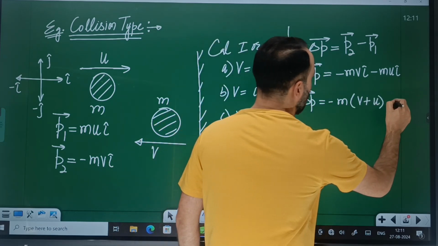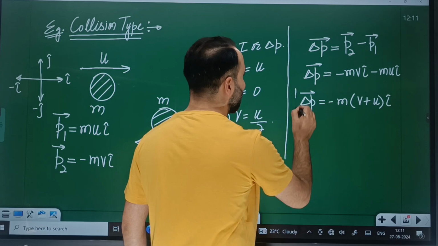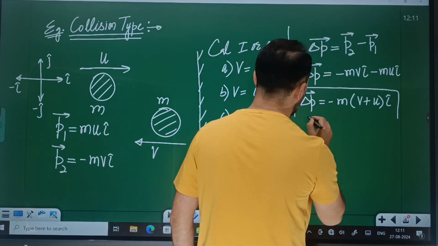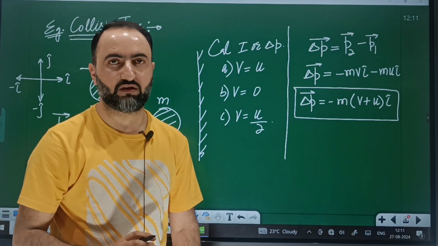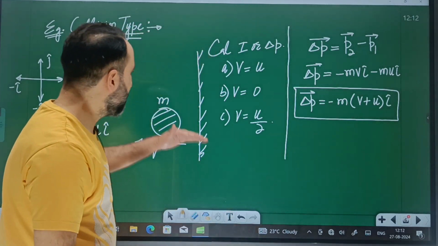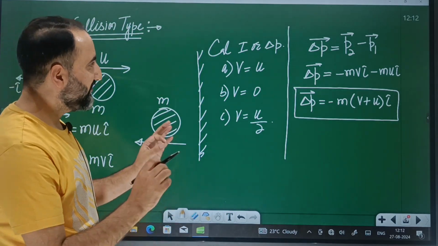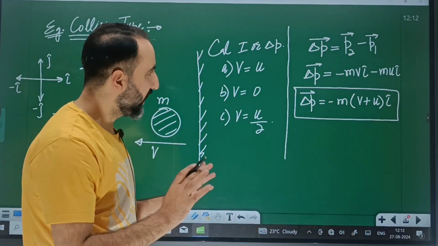Say beta, multiplied by what? That's equal to I cap. So this is the generalized equation for the impulse, or the generalized equation for the change in momentum. One and the same thing. Now simply, there are three different parts. Easily, you can put the value and get the answer.